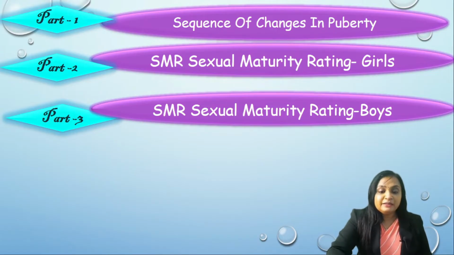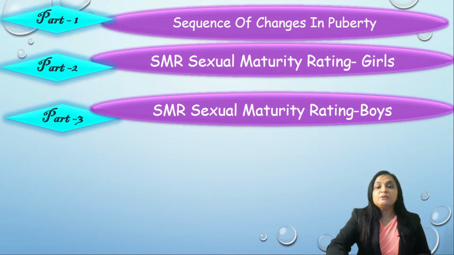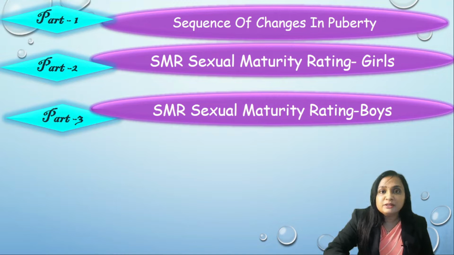We have divided this lecture into 3 parts. The first part is the sequence of changes in puberty, like what happens actually in puberty for both genders. Part 2 is the Tanner's sexual maturity rating, that is Tanner staging for normal pubertal development for girls, and part 3 will be SMR for boys. Stay connected with me because I have made many shortcuts to remember, and you will be able to solve the MCQs out of this part of growth. So stay connected.